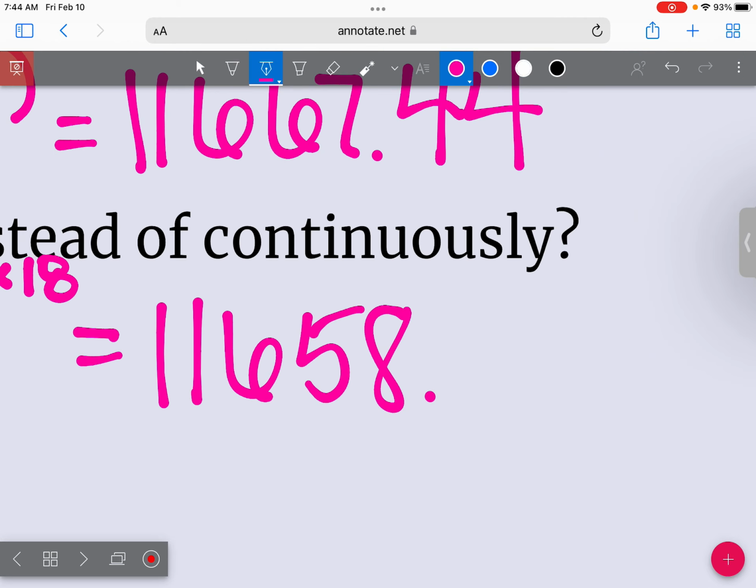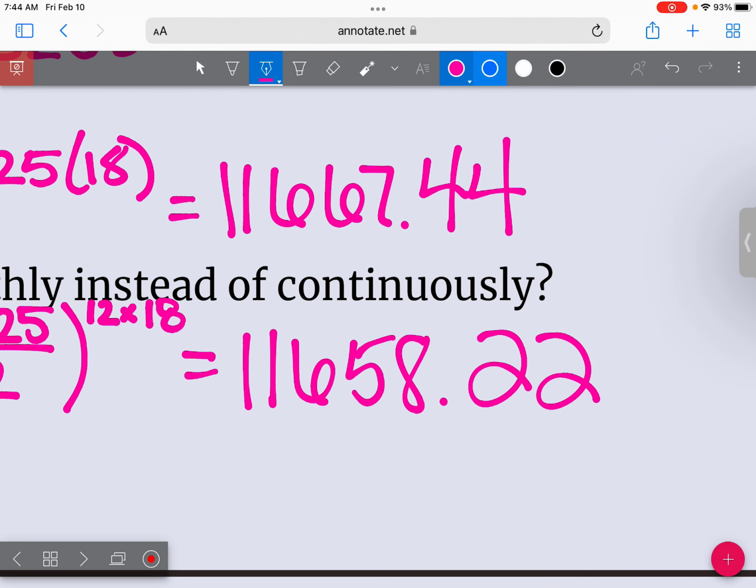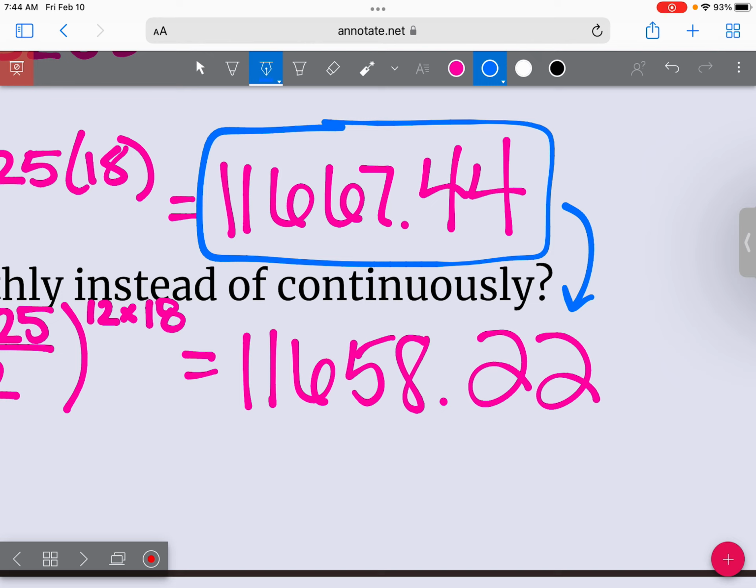11,658 and 22 cents. So my question for you is, would Jiraiya prefer for it to be compounded continuously or compounded monthly? Which one? Continuously. Because do you agree that this number is bigger than that number?